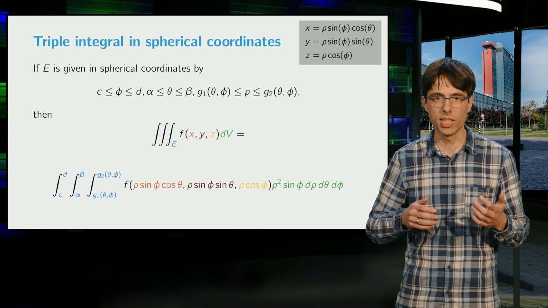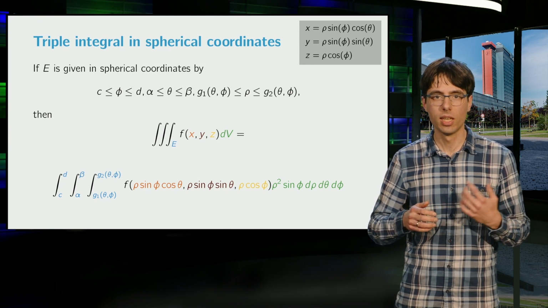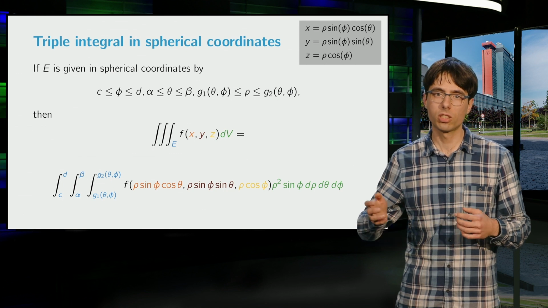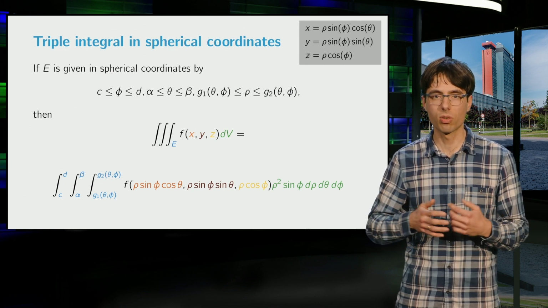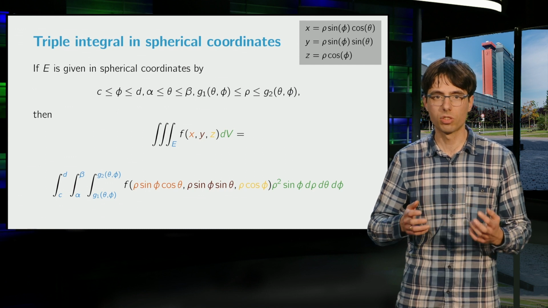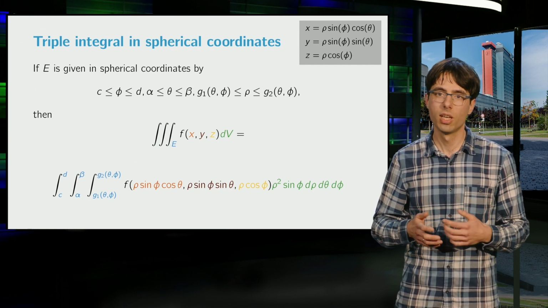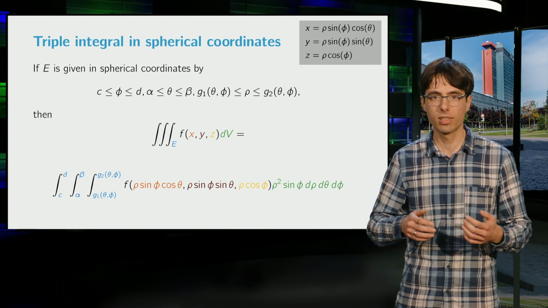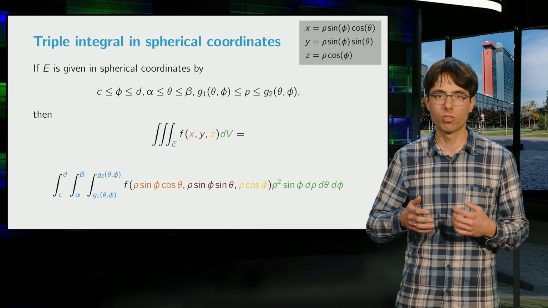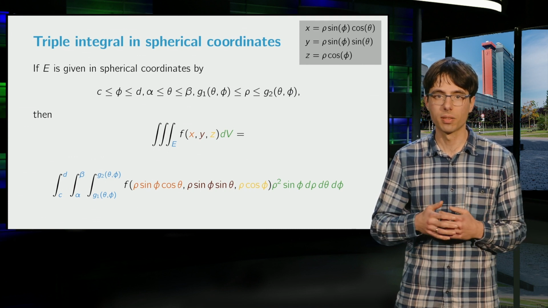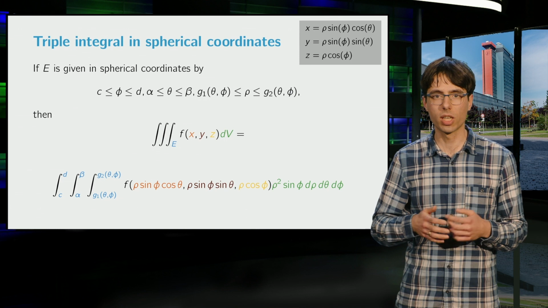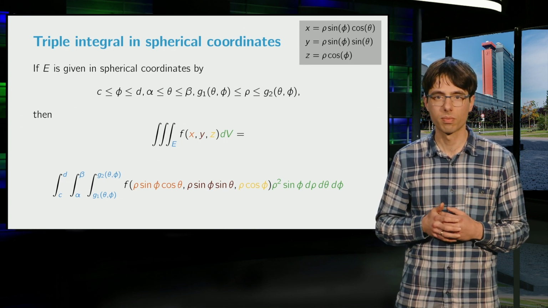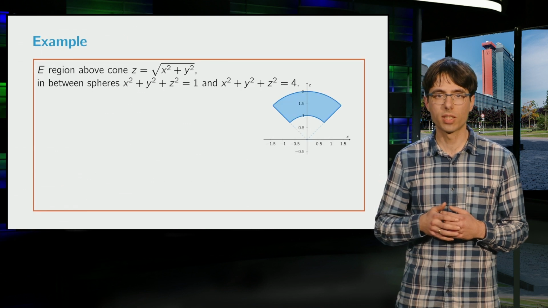So suppose we have a continuous function f and a solid region E that can conveniently be described in spherical coordinates. Following the same procedure as for polar and cylindrical coordinates, we find that we can compute the triple integral of f over E by plugging in the expressions for x, y, and z in terms of the spherical coordinates and multiplying the entire integrand by rho squared sine of phi. The factor rho squared sine of phi is called the Jacobian of the transformation to spherical coordinates. Let's close off with an example.